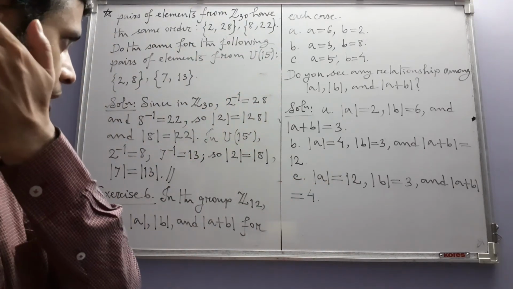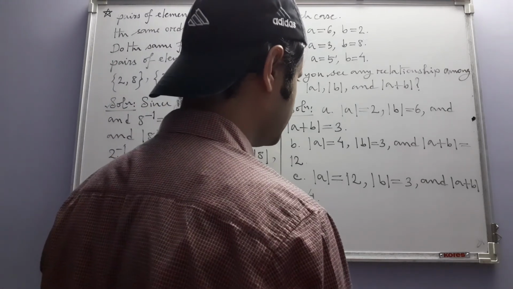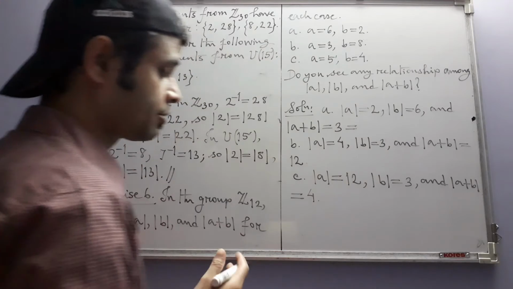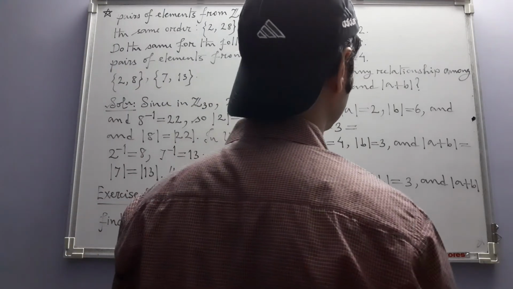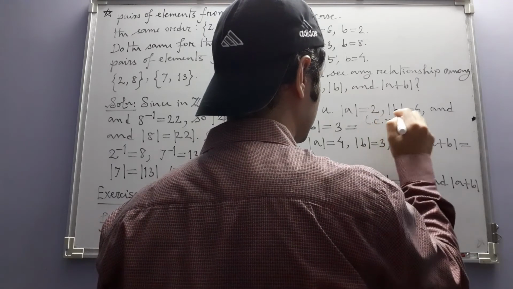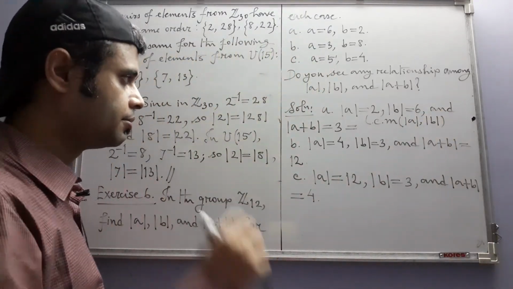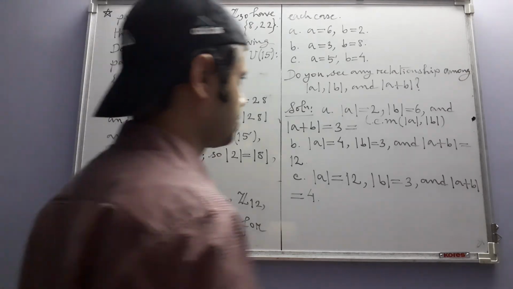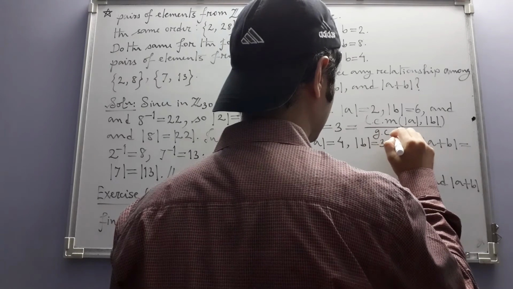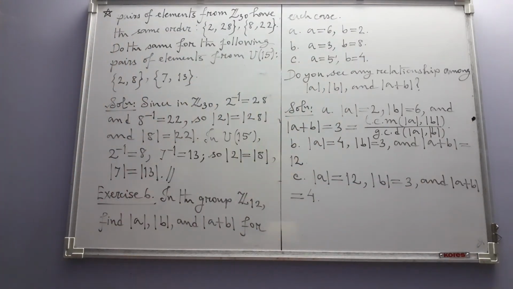Okay, now what relationship among these quantities can we guess? One thing that I can see is this. I don't know whether I am correct in general, but at least in this example that seems to be the case. If you take the LCM of these two orders and you divide by the GCD, then you get the order of the sum.